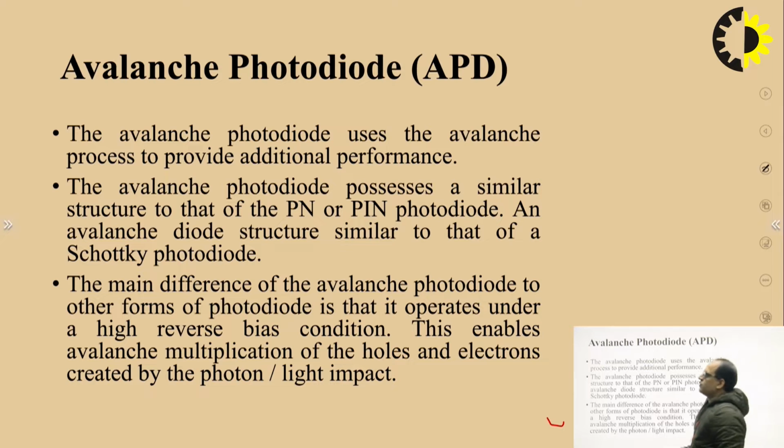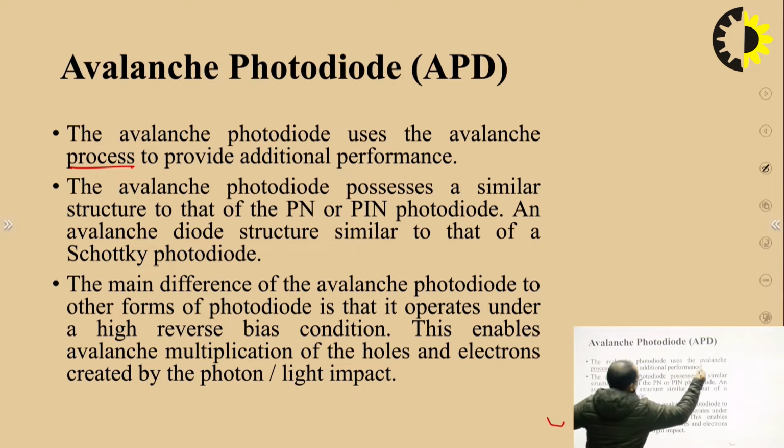We'll talk about one of the photodetectors, the Avalanche photodiode. This Avalanche photodiode uses the avalanche process to get additional performance. Clear? It is almost similar to the PIN photodiode, but there is a process, impact ionization, or you can say avalanche breakdown, which creates a difference between the APD and the PIN.